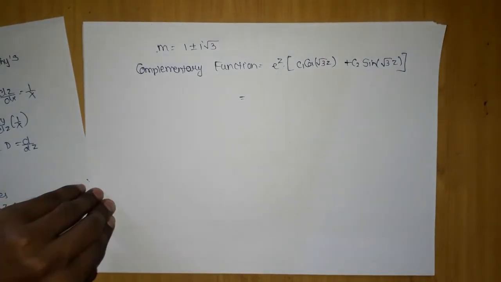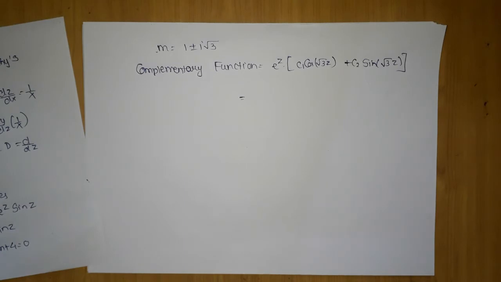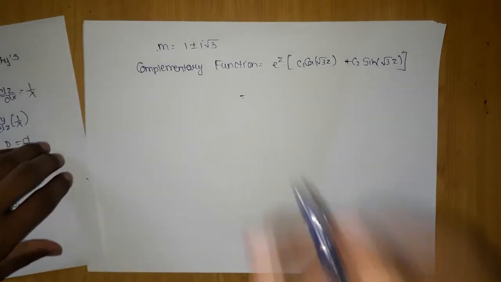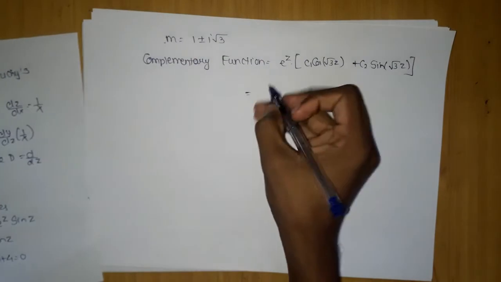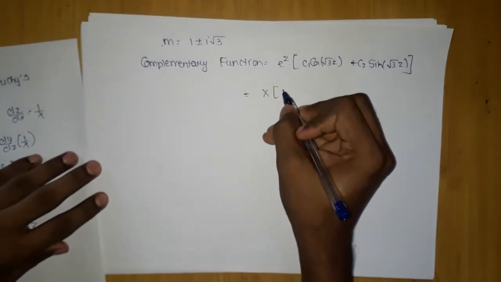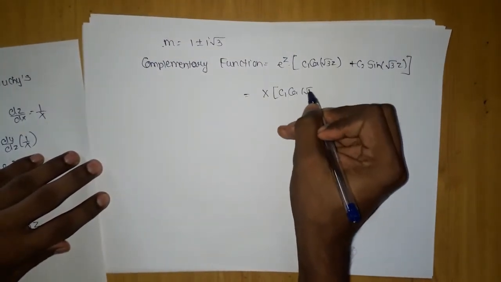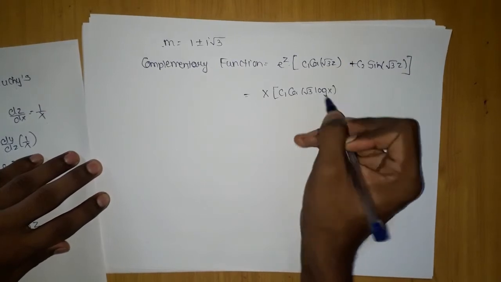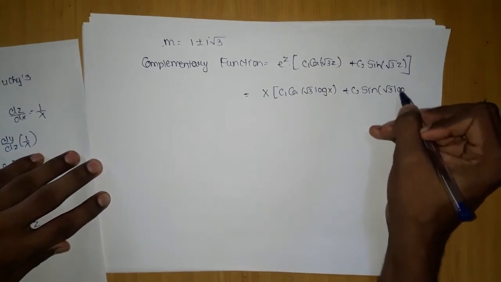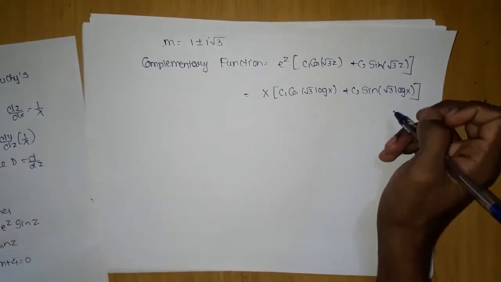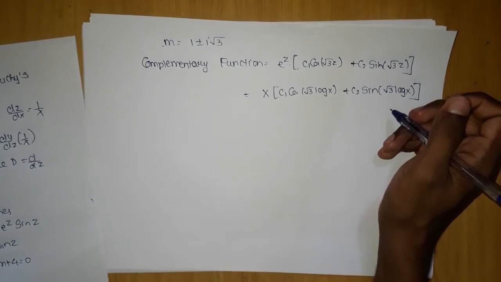As I mentioned, in our final answer there should not be any z, and after substituting and converting the differential equation from Cauchy to higher order, there should not be any x. So e to the power z we can replace by x. So we will have x into c1 cos root 3 z, which we replace by log x, plus c2 sin root 3 log x, bracket close. So this is our required complementary function.